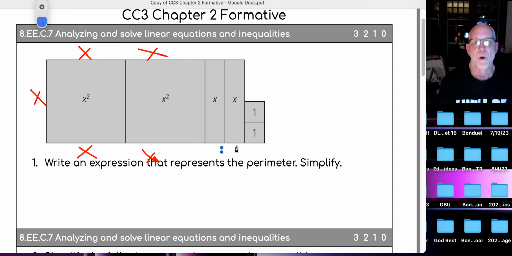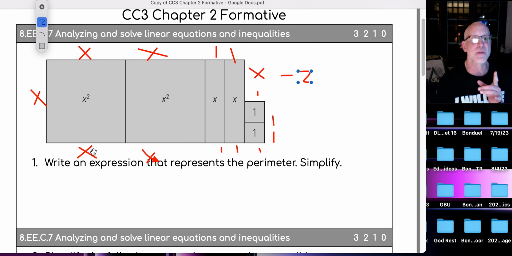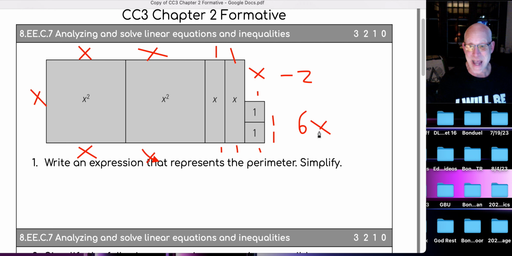Okay, this is 1, 1, 1, 1, 1, 1, 1, 1. And this piece right here is x minus 2. So how many x's do you have? 1, 2, 3, 4, 5, 6. And then what do you have? 1, 2, 3, 4, 5, 6, 7, 8. So you have 6 x's plus 8 minus 2, or 6 x's minus 6.